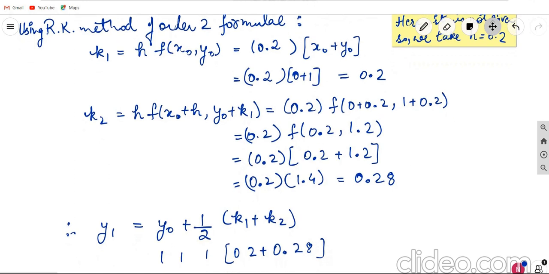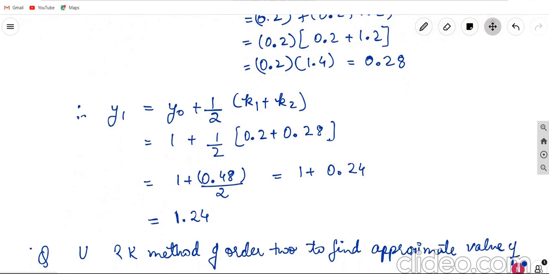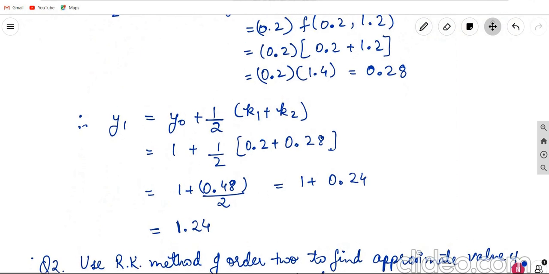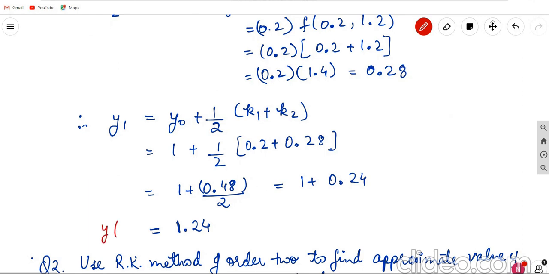So my first approximation, that is y1, is equal to y0 plus half of k1 plus k2. When I substitute all the above k1, k2, y0 values here, I get my y at 0.2 as 1.24. So this is the answer.